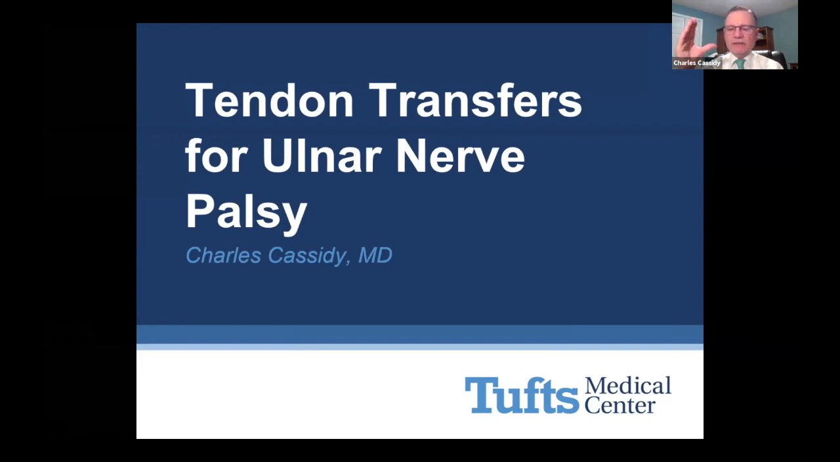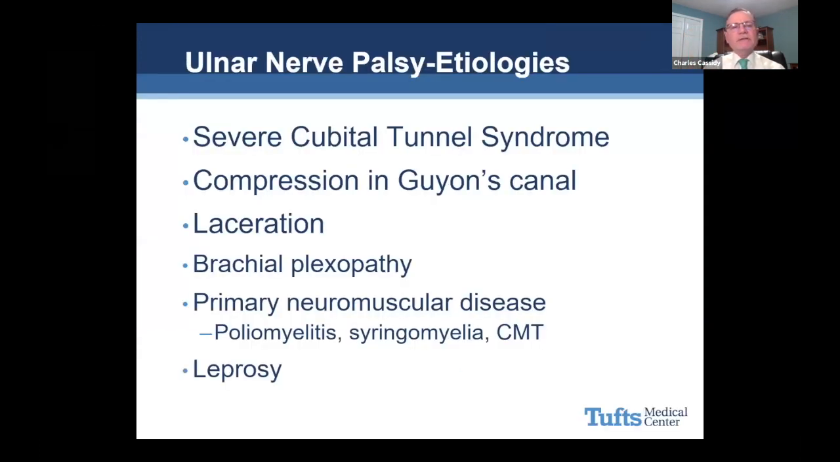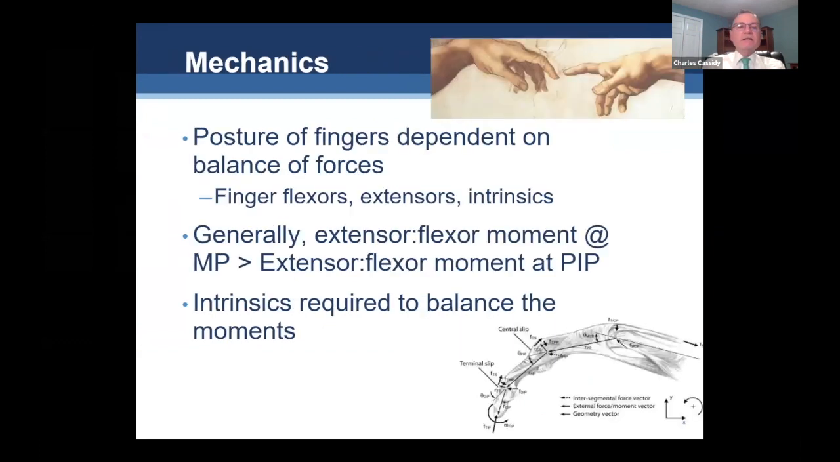So it will initiate MCP flexion. So you can put your hand around a glass, and then once you've gotten your hand around it, you'll fire your long extensors and your lumbrical will relax. If you don't have that, you've lost that balance, and your fingers will function like this. That's what happens with ulnar nerve palsy. So what are the causes? We see it with severe cubital tunnel syndrome, compression in Guyon's canal, laceration. It can occur from a lower trunk brachial plexopathy. We see it sometimes in neuromuscular conditions.